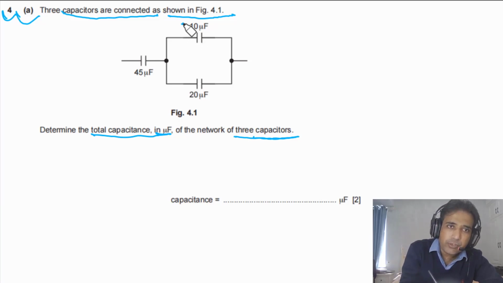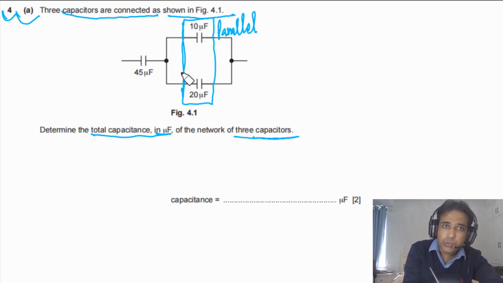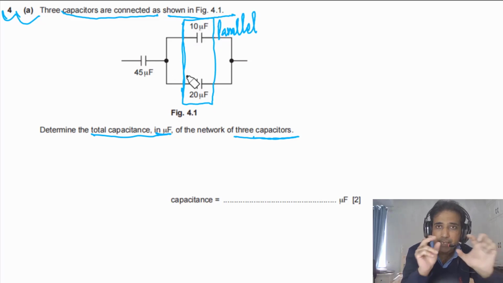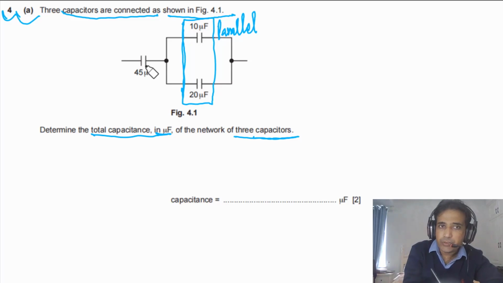If you look at these two capacitors, they are connected in parallel. Then the total capacitance of these two is connected in series with this one. So if I redraw this network, we have 45 microfarad for this one.